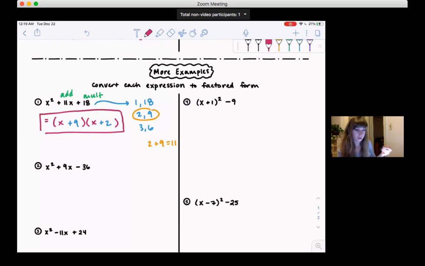And we can also say now what the roots are, right? We can read the roots off. Those are the numbers in the factors, but we remember to flip the signs because they're x values. So the roots would be negative 9 and negative 2.